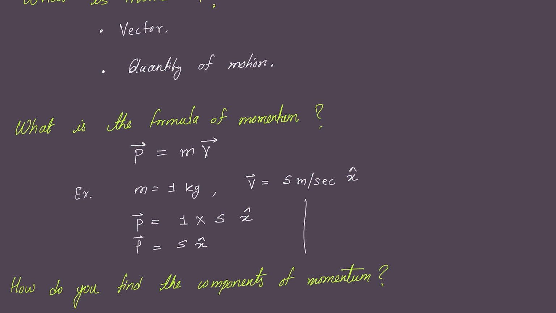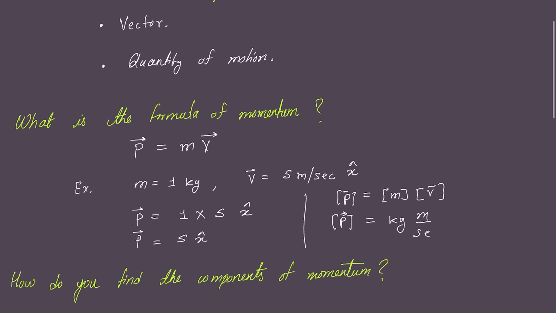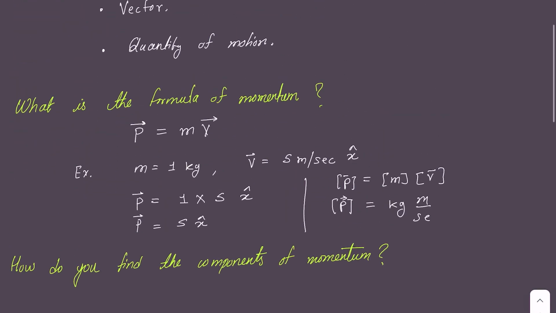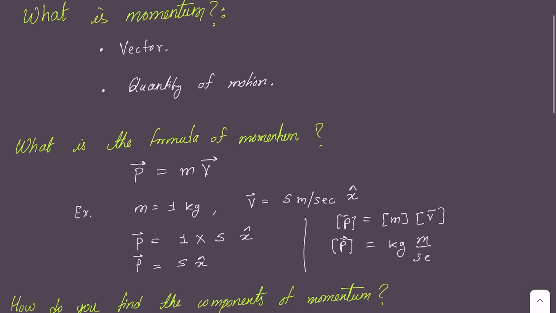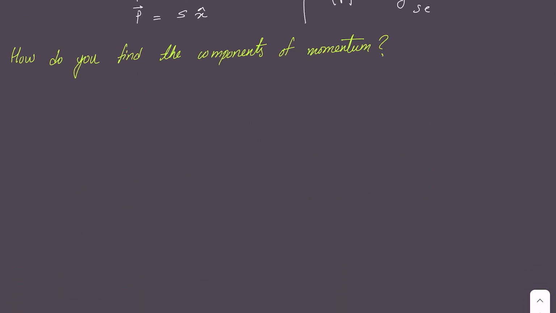For the unit of momentum, the unit of momentum will be unit of mass times the unit of velocity. Unit of mass is kilogram, unit of velocity is meters per second. So we see that the unit of momentum is kilogram meters per second. Now, because this is momentum, you can always resolve momentum into its components. The same way we have resolved forces, the same way you can resolve velocity into its x and y component, the same way you can resolve momentum into its x and y components.